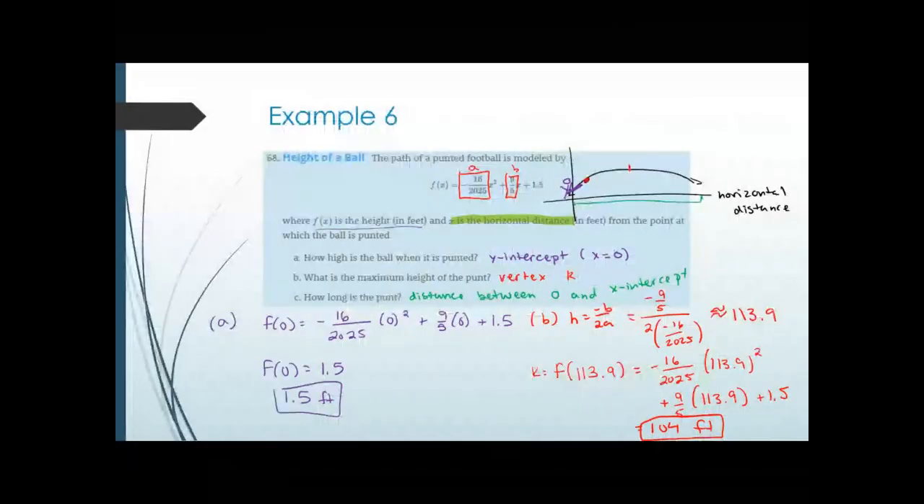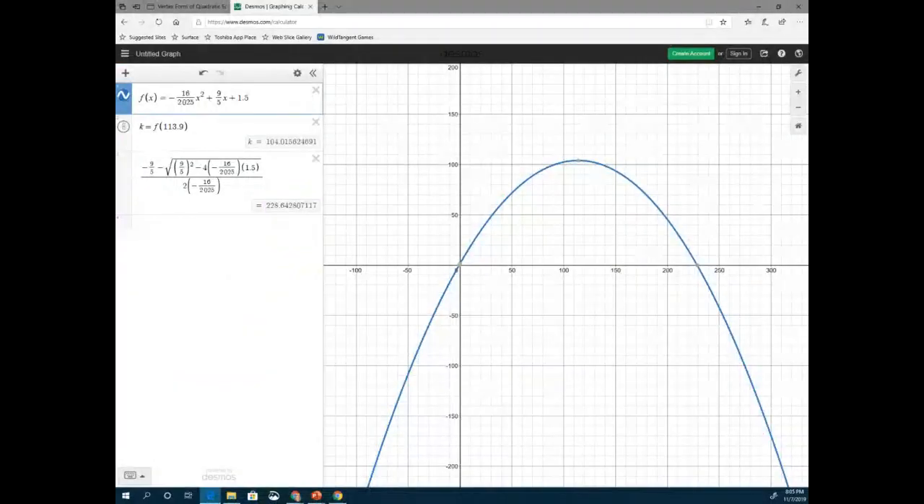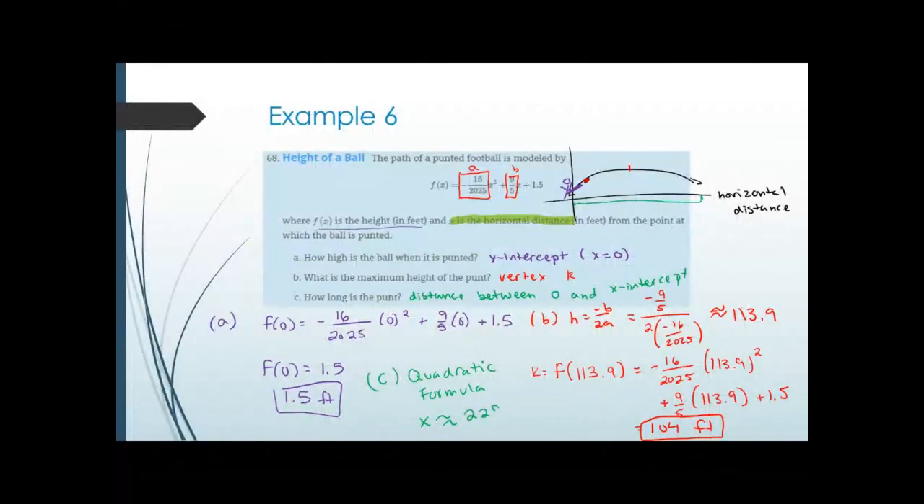So I'm going to just go back here. And then for C, I'm going to just write, we're going to do the quadratic formula. And then we get about, what was it? 228.6 feet. And so that's how we can use this quadratic formula to figure out information about a football. You can find out how high, where it's hit, the maximum height, and then you can find out how long it goes.